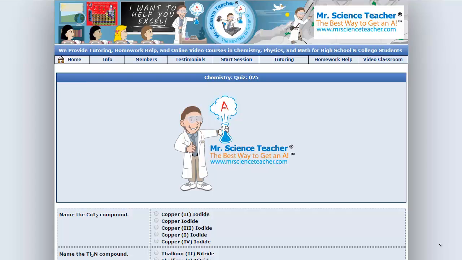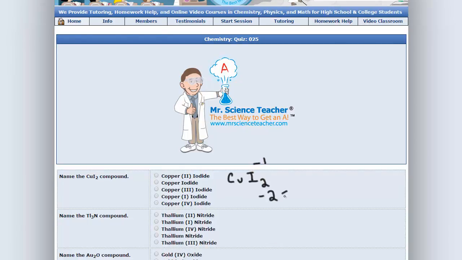Quiz 25. Name the CuI2 compound. We want to name this compound. I is iodide, with a -1 charge, times 2 is -2. We have to get to 0, so this must be a +2. So something times 1 is a +2, and that gives us a +2. Copper 2 iodide.